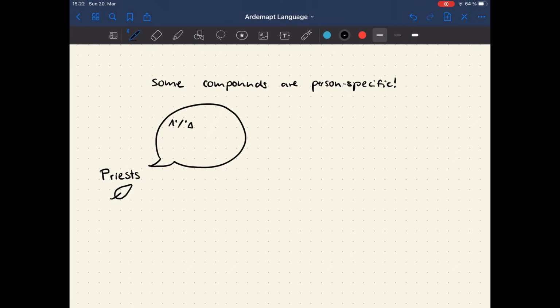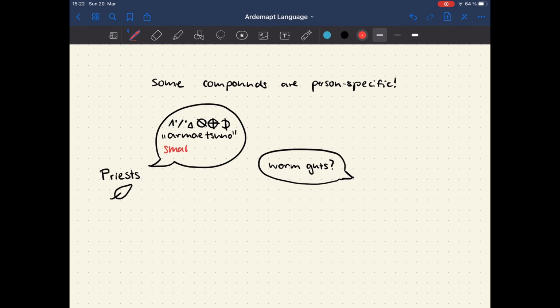An example for that is Ardemapt, which literally translates to worm guts, but is essentially the healer's word for the small intestine because of what it looks like. So to a person outside that specific context, worm guts may not make any sense as a word, but to a healer, Ardemapt would mean small intestine. When you're trying to translate or understand a text in Ardemapt, it may be more sensical not to translate this literally, but to write small intestine if you know that that's what the text is talking about. For example, if you know that it is a healer's text.